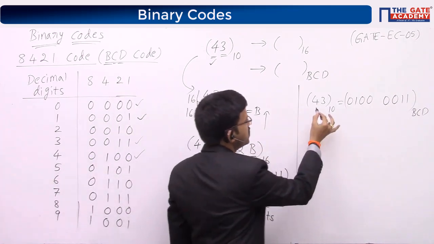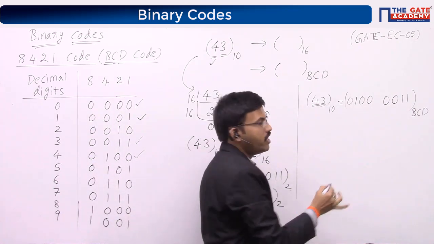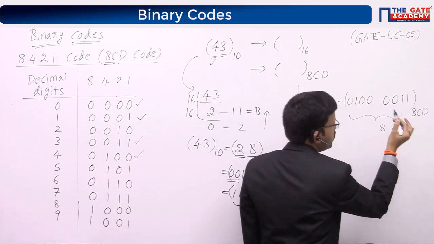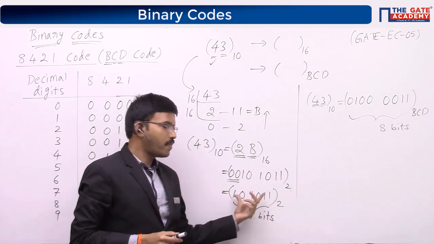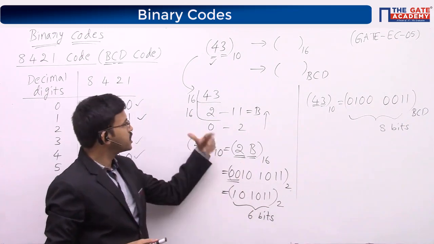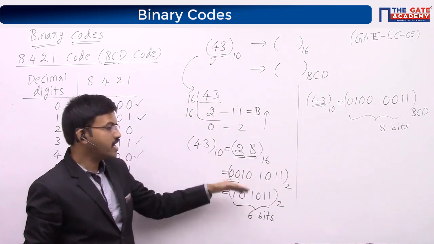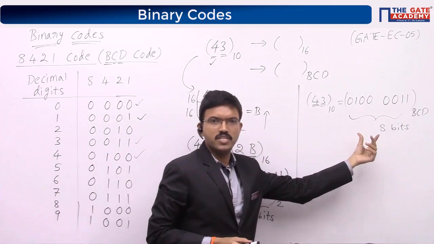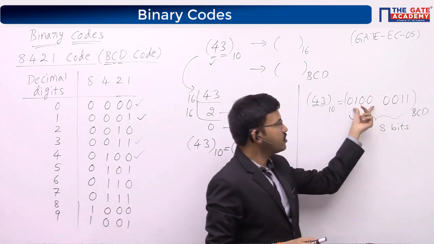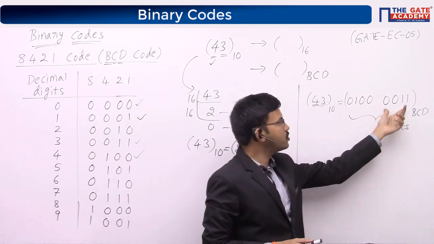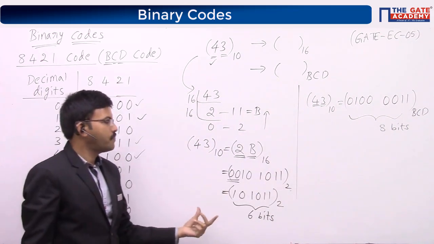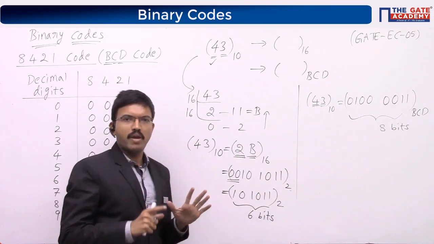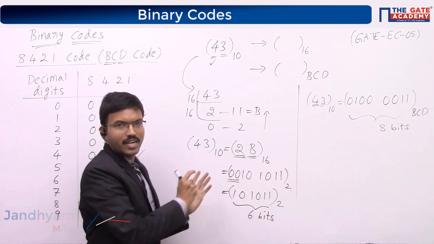Whereas for representing the decimal number 43, I require 8 bits in the BCD. But just by looking at this binary number, we cannot write the corresponding decimal number, right? It will take some time. But the advantage of BCD code, here we are representing with 4 bits. Just by doing the grouping of 4 bits, we will get the corresponding decimal. That is the advantage. Here, actually the main advantage of binary is we require less number of bits.